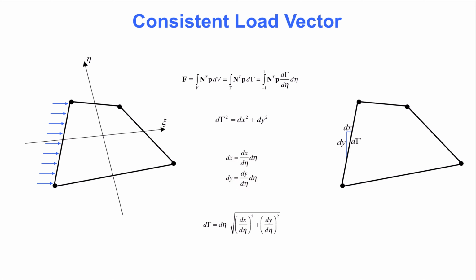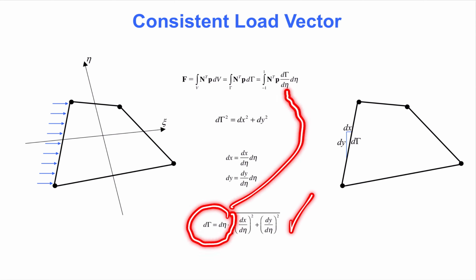We do not need to consider xi, because xi is not a variable but equal to -1 along the loaded edge. Substituting those two equations into the Pythagoras formula above yields the expression at the bottom, from which the required Jacobian d gamma, d eta is readily available.